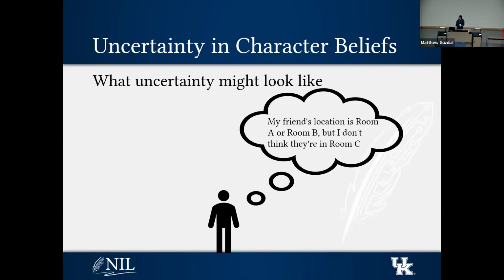Something we might like to see is being able to say, okay, I know my friend might be in room A or B, but I don't think they're in C. If you think about the graphs that we've shown of epistemic edges, you can think that there are 2 different states that we're pointing towards, one where your friend's in room A and one where your friend's in room B.